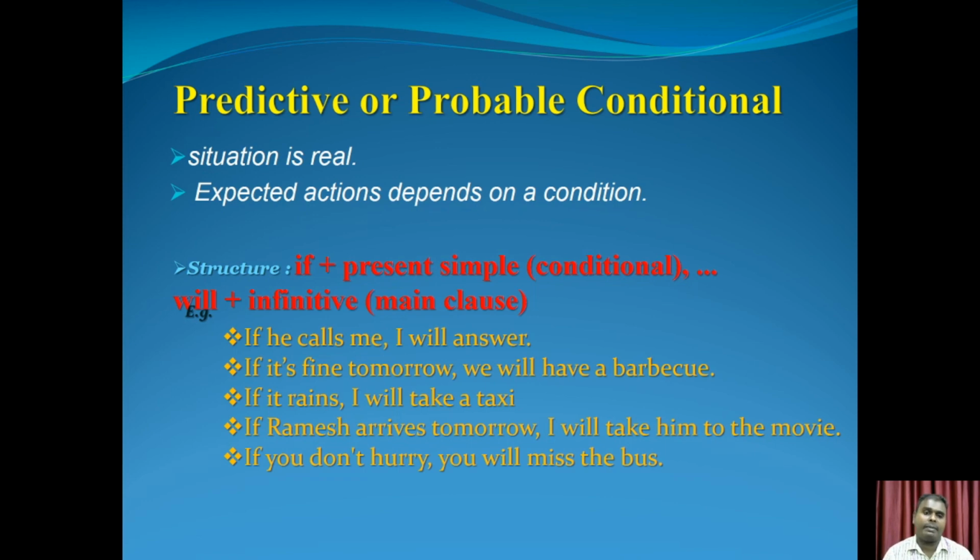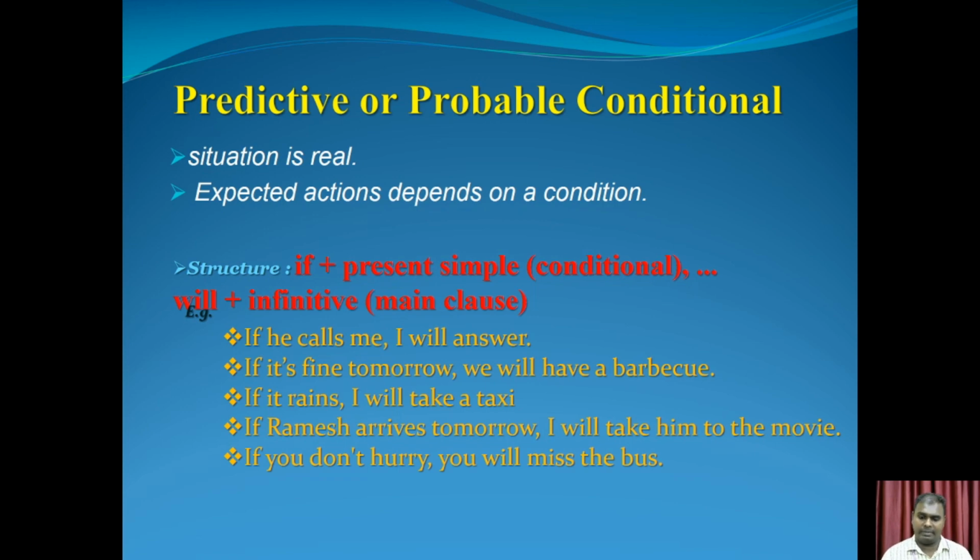Look at the examples. If he calls me, I will answer. So I will definitely answer if he calls me. If it's fine tomorrow, we will have a barbecue. So when will we have a barbecue? If it is fine tomorrow. So the expected action depends upon a condition. To express a real situation that is likely to happen in the future, we use this predictive or probable conditional.